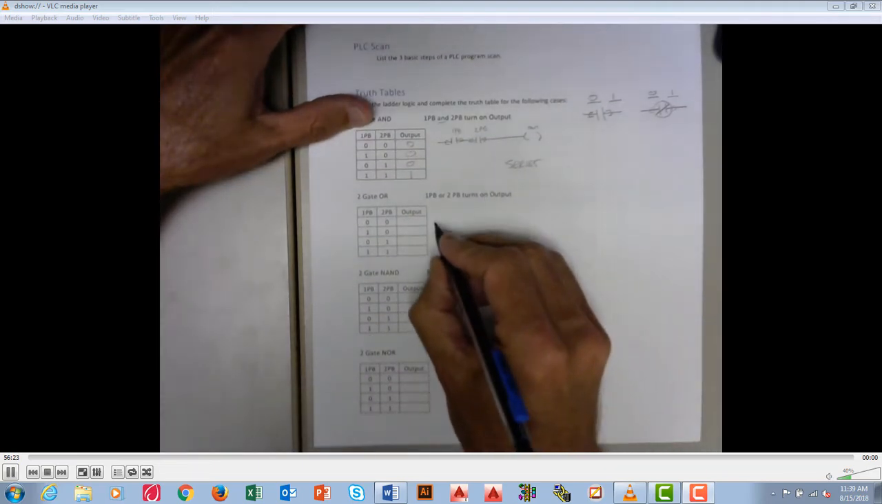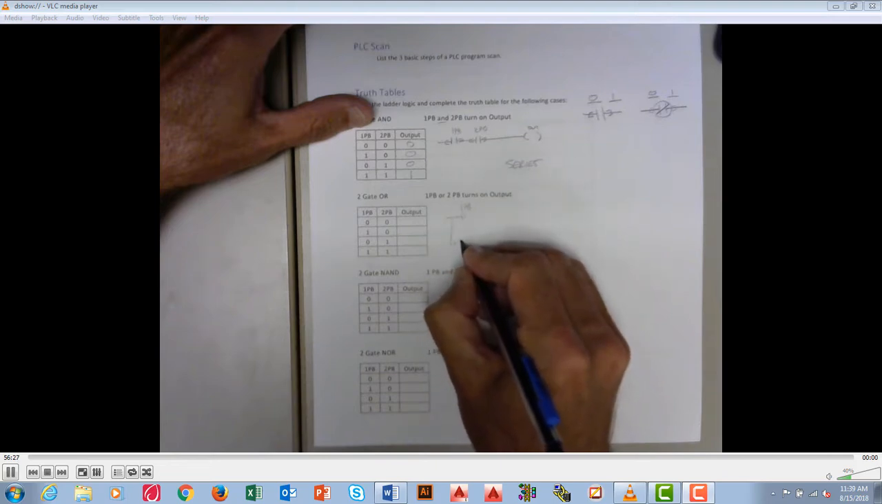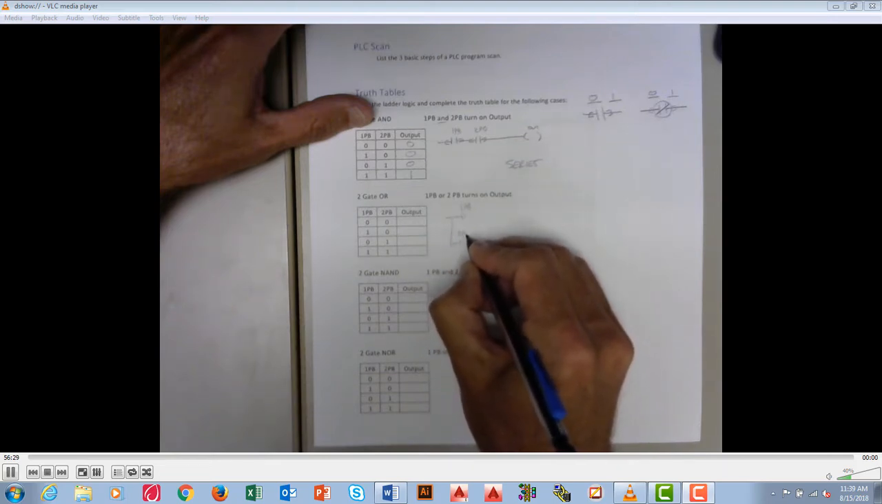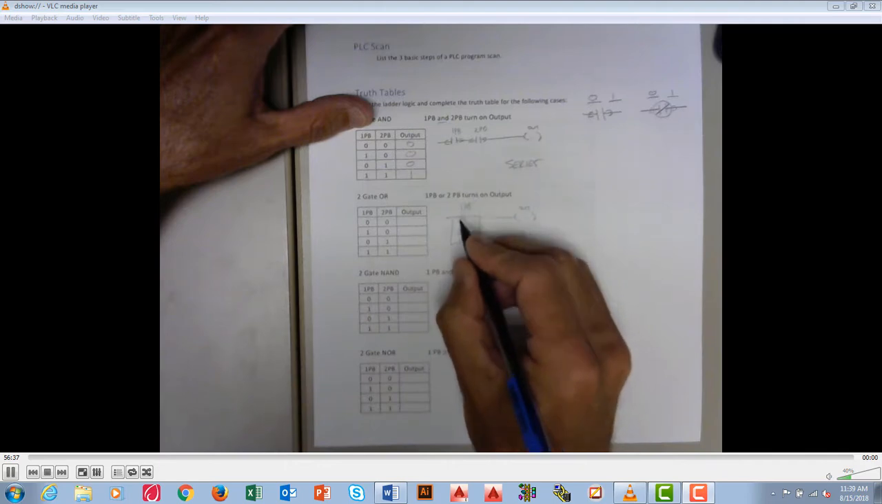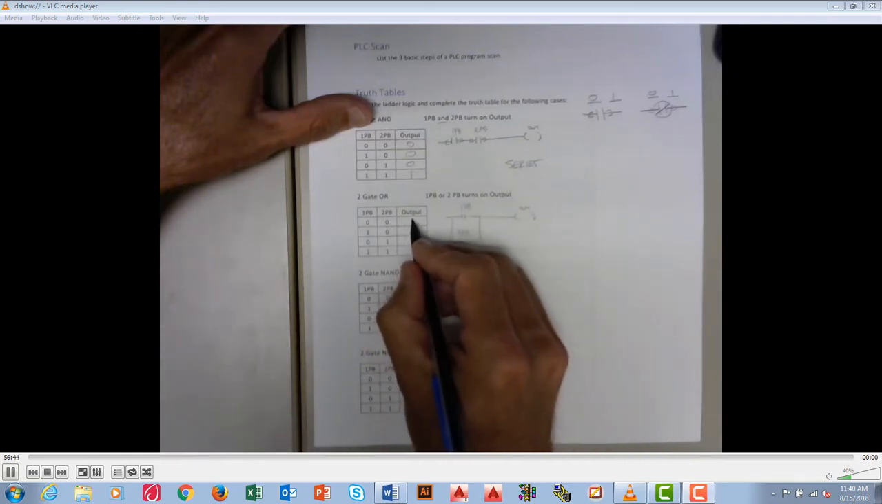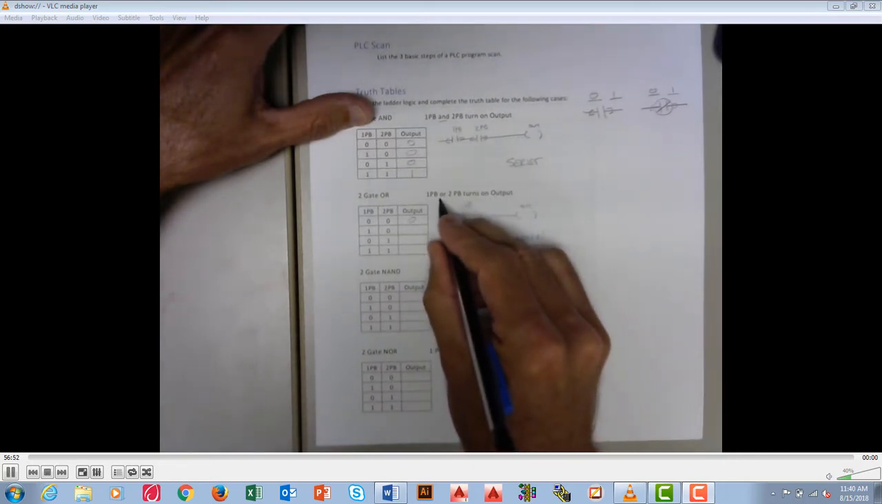Let's take a look at OR. So I have 1 PB or 2 PB, turning on my output, right? So if for some reason they're both open, well, there's no continuity either way, so that is a 0. And you notice right away that this is parallel. OR, you think OR, parallel.